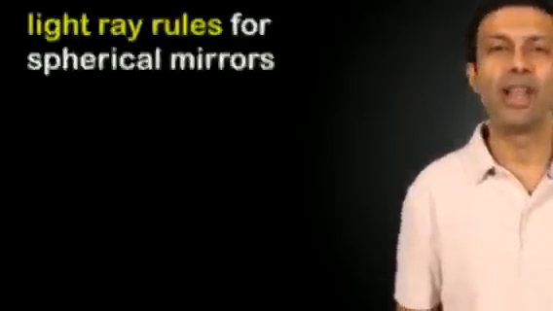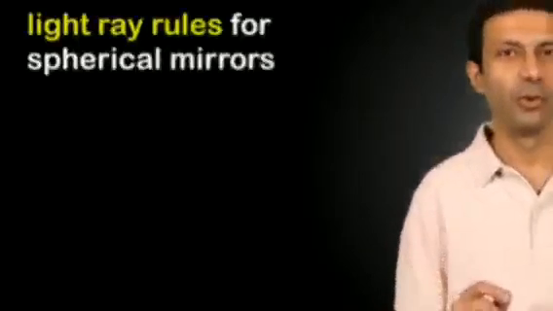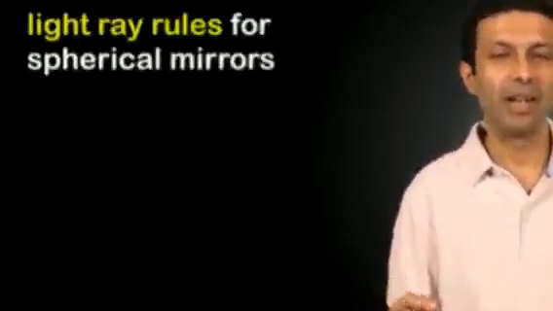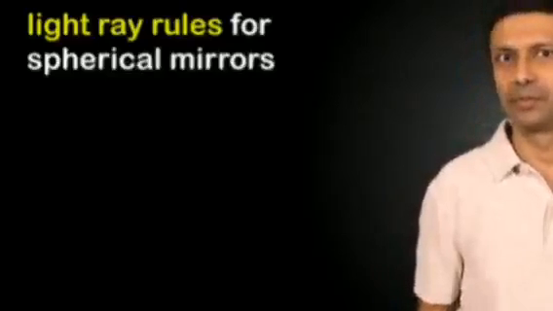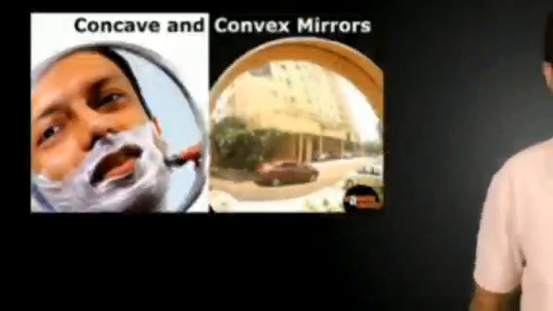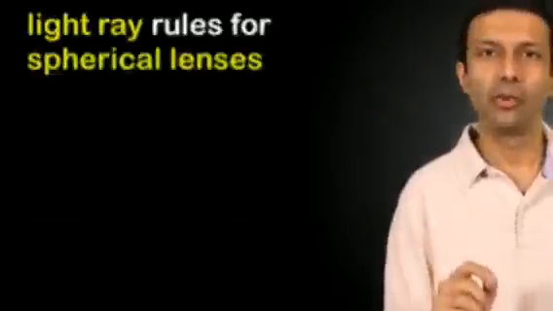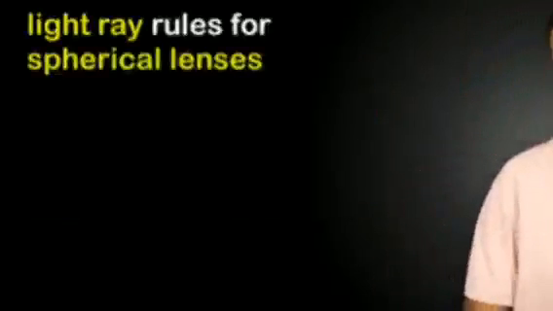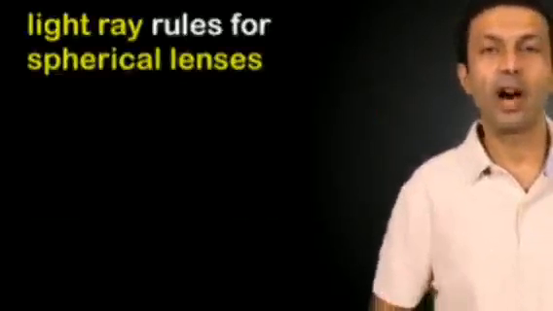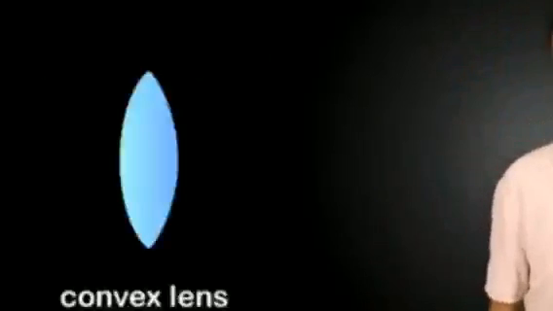Remember, we have light ray rules for spherical mirrors, and we use these rules to draw a ray diagram and obtain the image. If you haven't watched my video on spherical mirrors, do check it out. Similarly, we have light ray rules for spherical lenses. In this video, we'll be looking at these rules and how to apply them for our ray diagrams. Let's start with the convex lens.